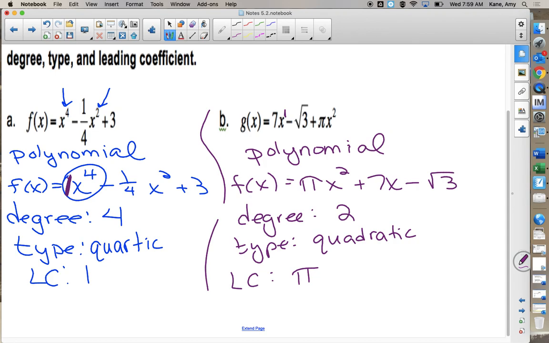So is it a polynomial? Look at the powers. That's what we're focusing on with polynomials. What are the powers? Then you don't have to do anything because it's not a polynomial. So if you say no, then you don't have to do anything. It's not a polynomial.